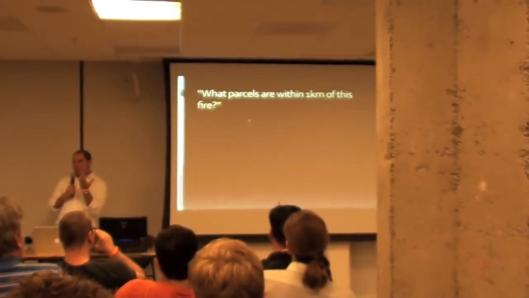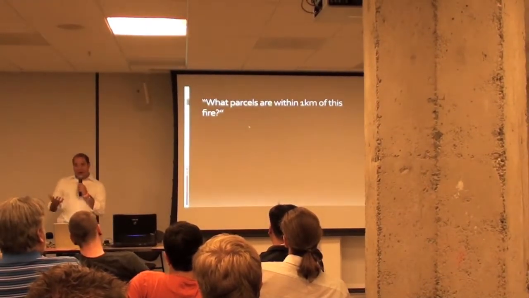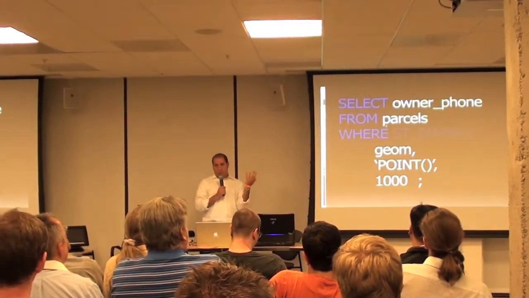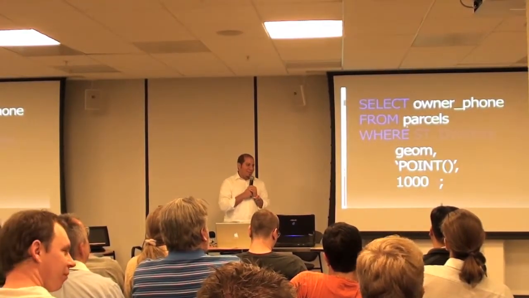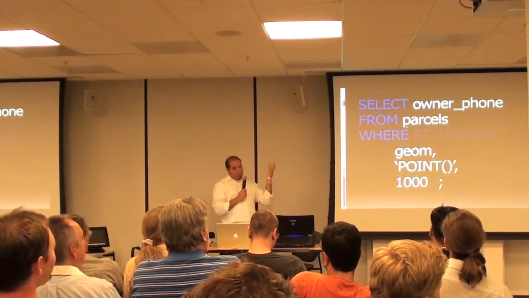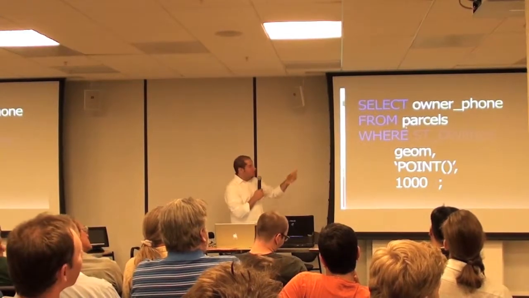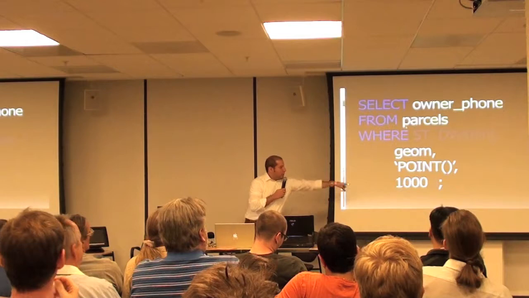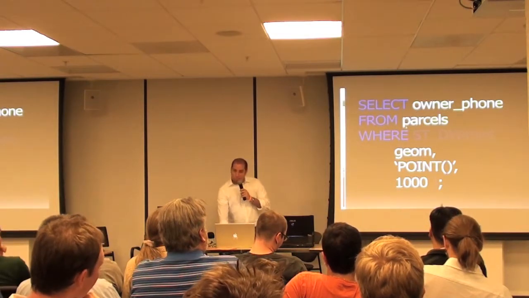Let's see what we have here. What kind of questions can I ask with these spatial backends? I can answer things like: what parcels are within 1 kilometer of this fire? That's probably a good question to know. You mean like a gas fire? It could be any kind of fire. So you do a little query, pass in the point, and ask for the phone number of the person within a distance of 1 kilometer, and you get the answer.